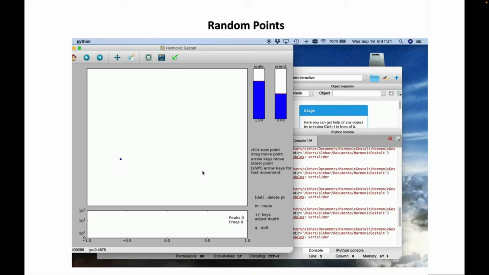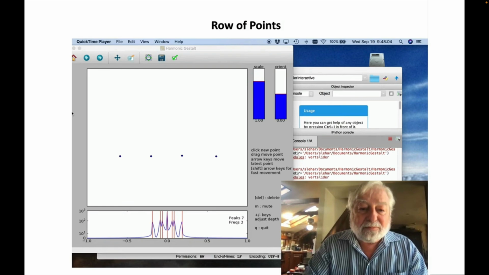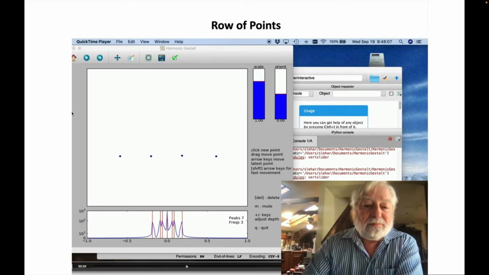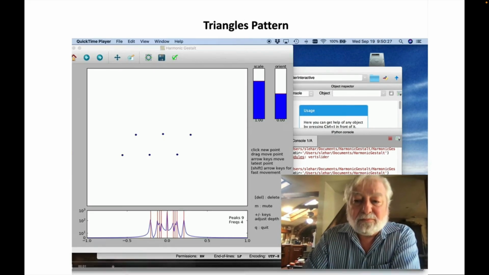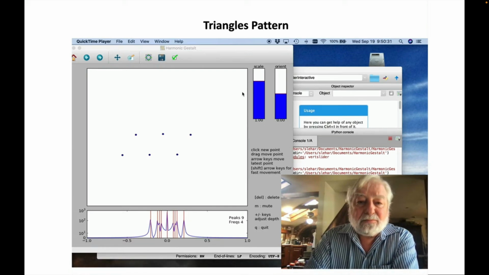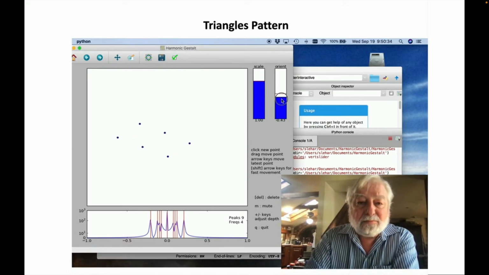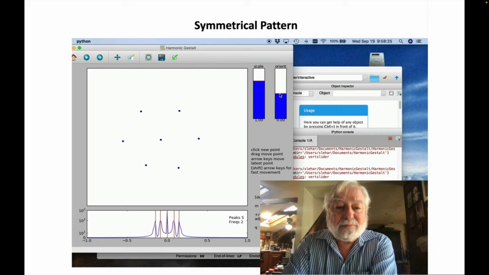If we click points randomly on the screen, we get an ugly, inharmonious sound. Here's a harmonious tone from 4 points in a line. Equilateral triangles pattern. In fact, any pattern that has symmetry or periodicity is guaranteed to register with high pregnance.